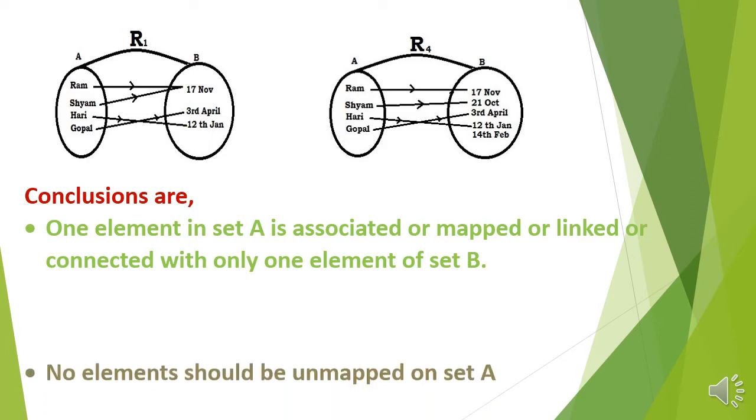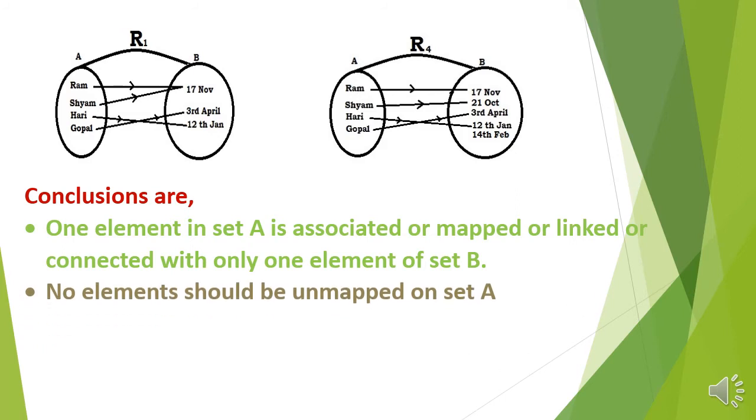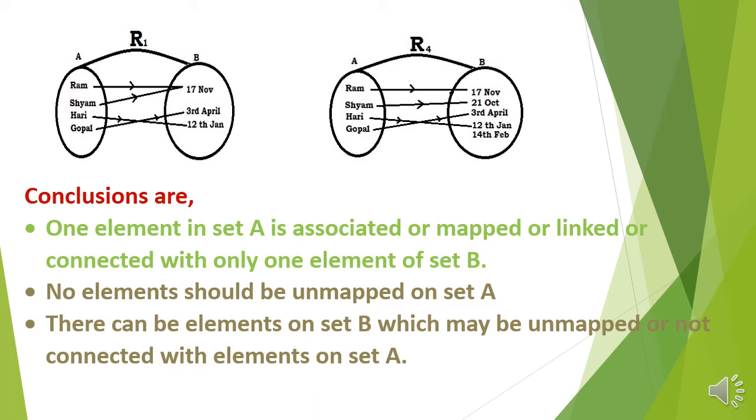So, no element should be unmapped in set A. You can see in R3, Sam is unmapped, isn't it? So because of that we didn't accept it, and it is not a function. So no element should be unmapped in set A. Another, there can be an element in set B which may be unmapped or unconnected. See, you can see R4 where 14 February is unmapped, and it is possible, isn't it? यस्तो भयो भने पनि के हुन्छ, फंक्शन हुन्छ.